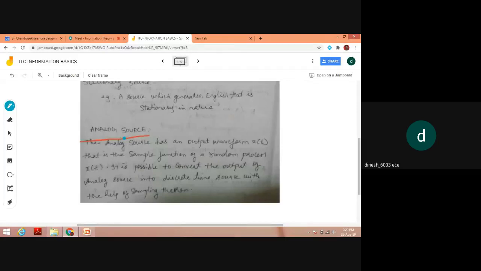So how do we convert these analog sources into discrete sources? With the help of the sampling theorem. The sampling theorem plays a major role in converting CT signals to DT signals, that is, continuous time signals to discrete time signals. There we will convert them into appropriate signals and use them as an analog source. So these are the different types of sources which we have seen.